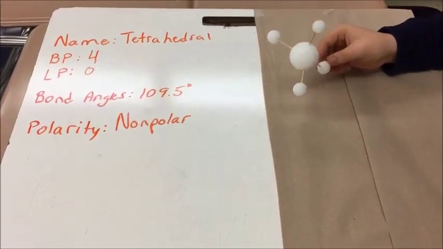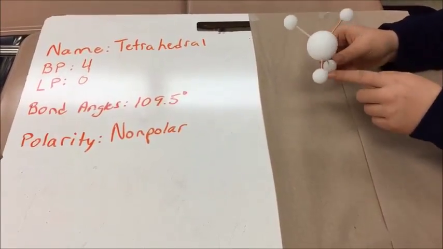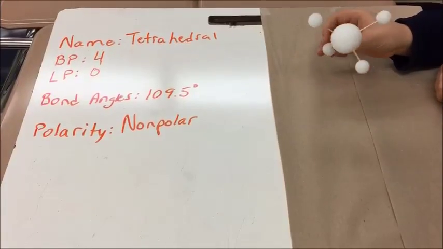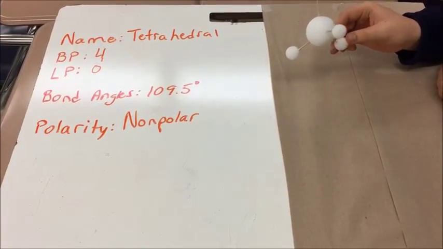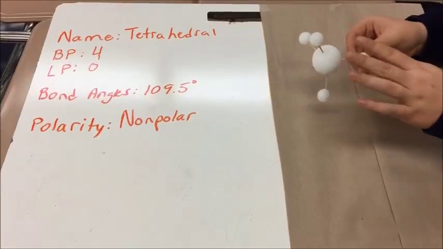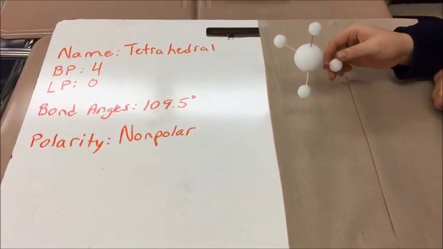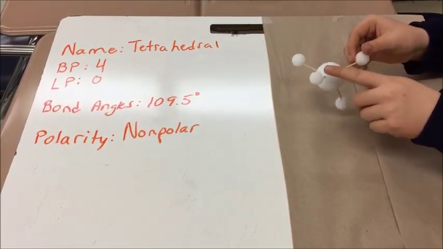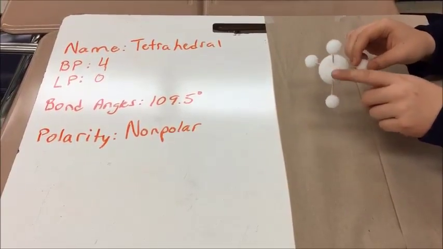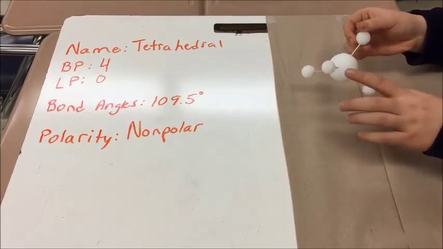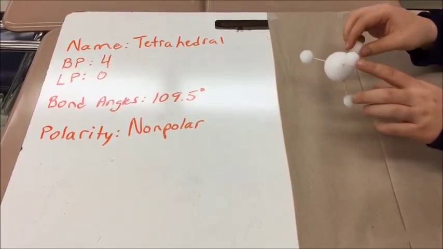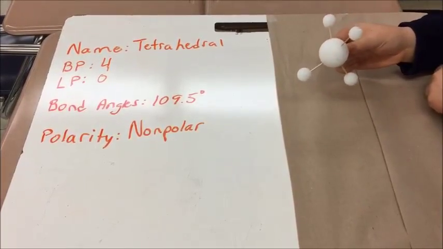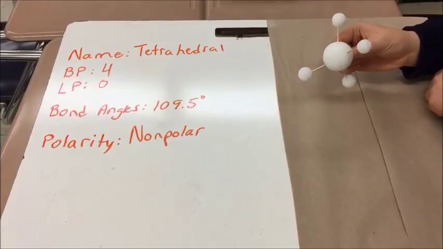This is tetrahedral. It has 4 bonded pairs and 0 unbonded pairs. It has the shape of a tetrahedron because there are 4 and it makes a tetrahedral shape. Its bond angles are 109.5 degrees between each other, and it is nonpolar because all of the charges from the outside atoms meet in the middle and therefore do not have a charge.